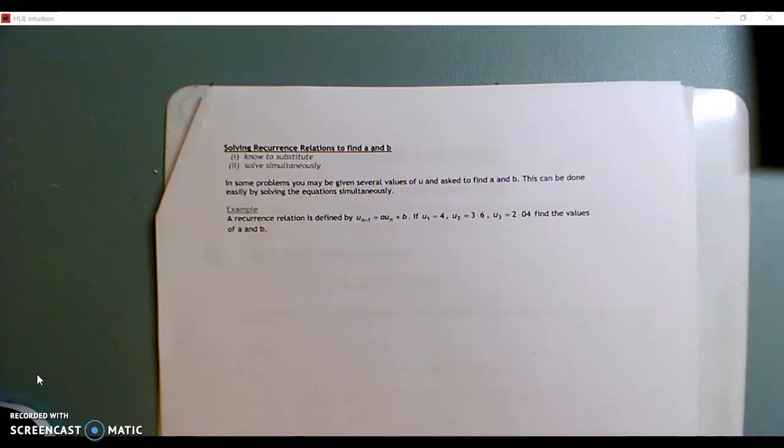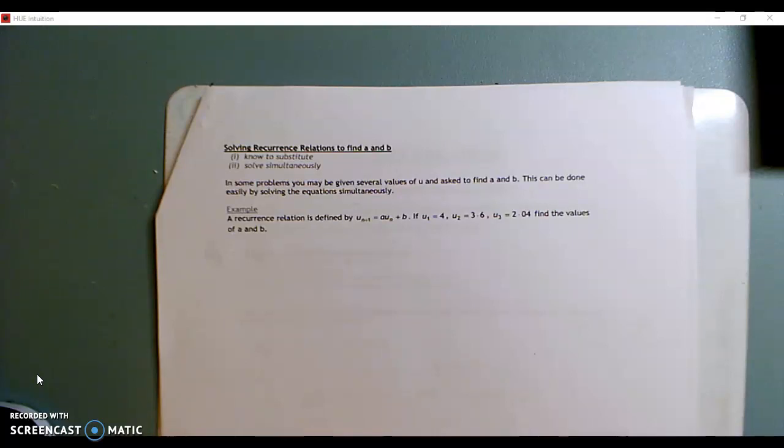We're going to look at solving recurrence relations to find the values of A and B. In some problems, you may be given several values of u and asked to find the values of A and B. This can be done easily by solving equations simultaneously. For example, a recurrence relation is defined by u_(n+1) = A u_n + B. If u1 = 4, u2 = 3.6, and u3 = 2.04, we want to find the values of A and B.